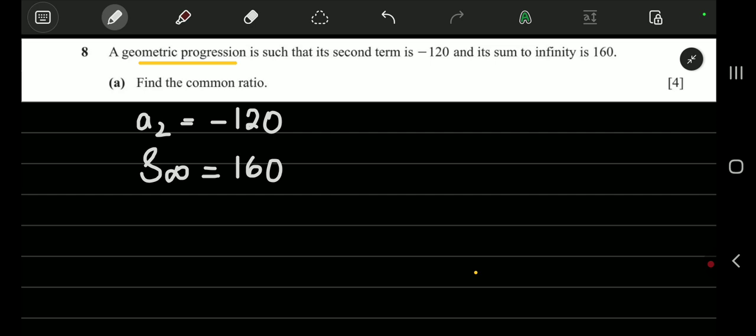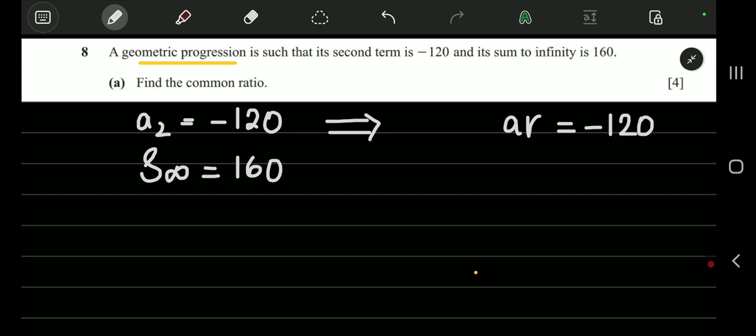If they have given you a2, that means they have given you the second term. If you apply the nth term formula on the second term, a2 is equal to ar to the power 1, or just write it this way: ar is equal to minus 120. That is what they have given you.